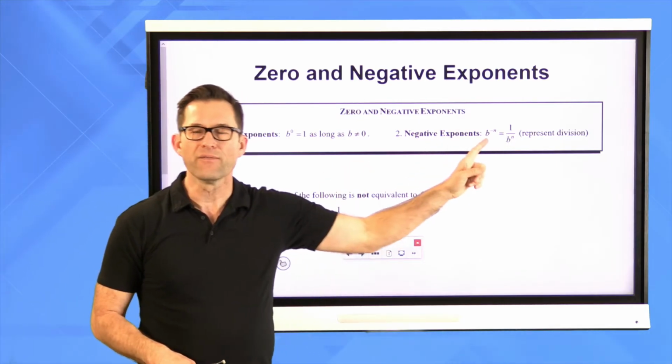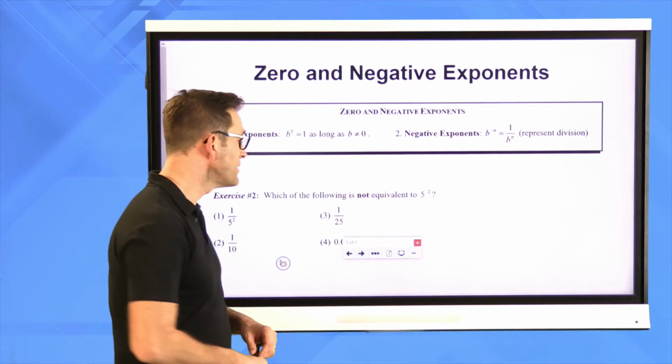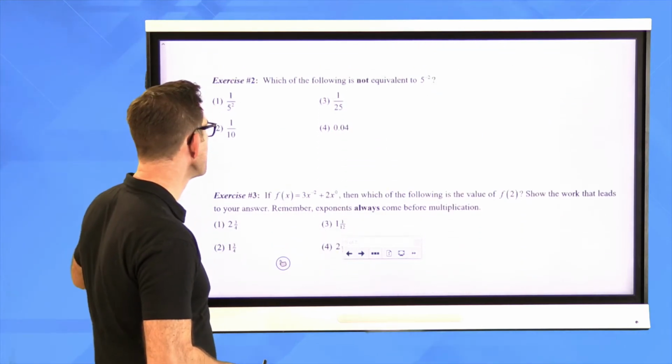Now negative exponents, on the other hand. B to the negative n is just saying, look, I'm going to take 1 and divide it by b to the n. They represent dividing the number 1 by b to the n. So let's take a look at this real quickly, especially with the negative exponents.